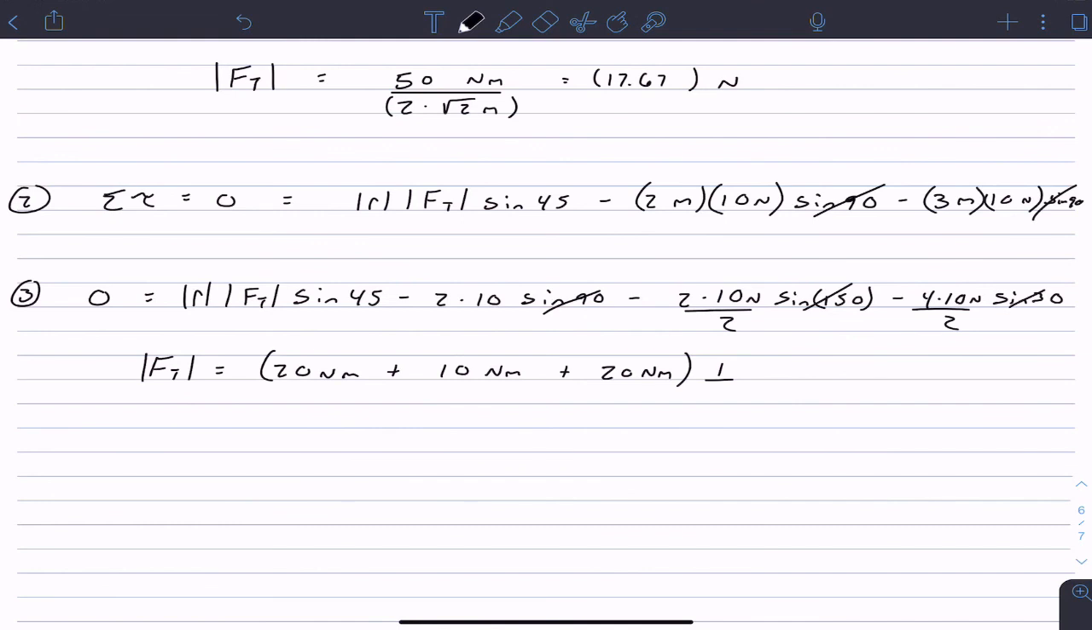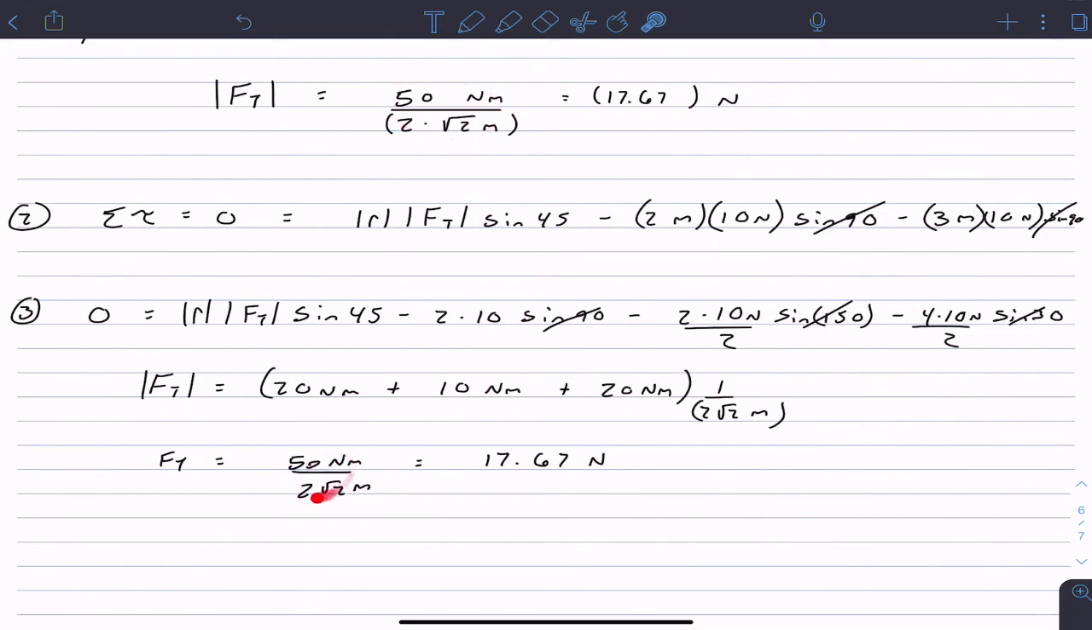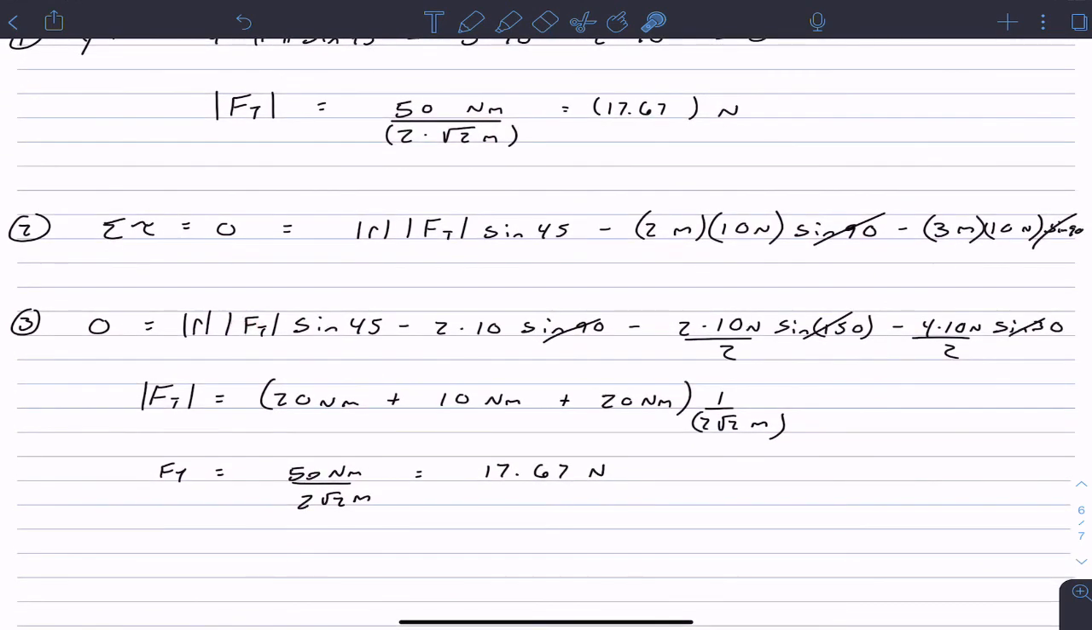all over 2 times square root of 2 meters, and that comes from sine 45. So this is 4, sine 45 is square root of 2 over 2, right? 4 meters, square root of 2 over 2. That gives you 2 times square root of 2, which is what I wrote down here. Okay, we put all that together, it gives you 50 newton meters over 2 times square root of 2 meters, and that's going to equal the same value that I got earlier, newtons. Exactly the same, right? This thing became this thing.